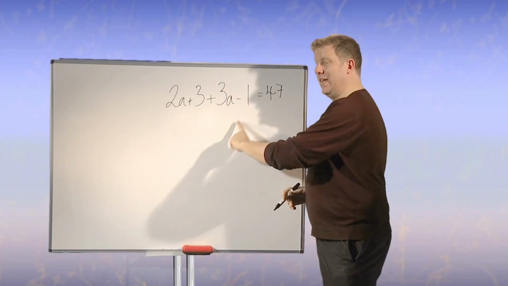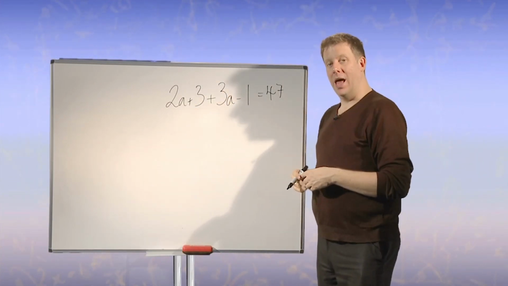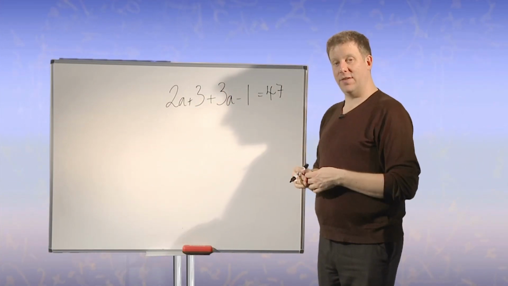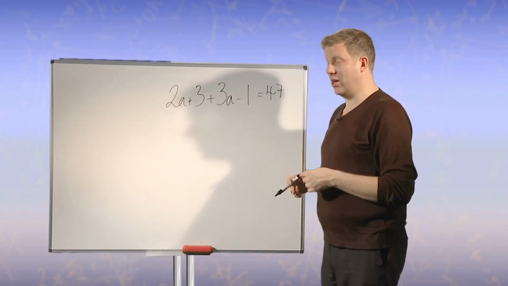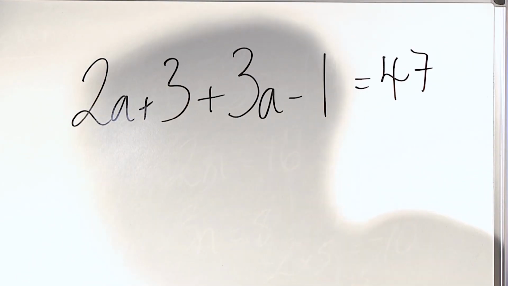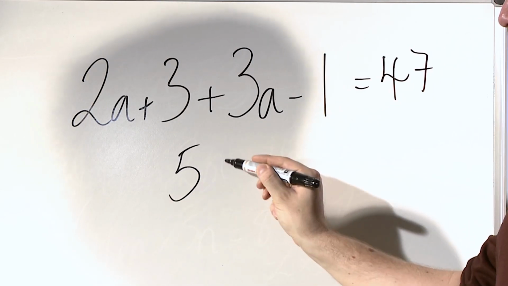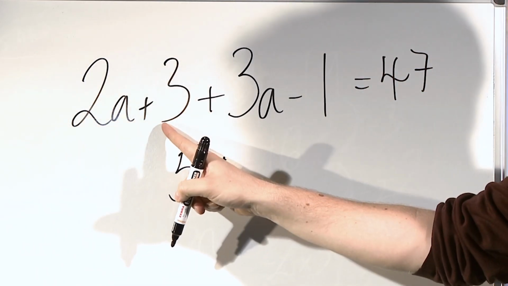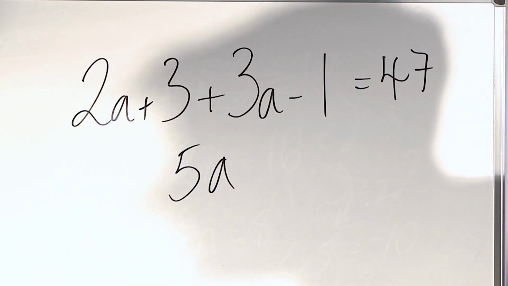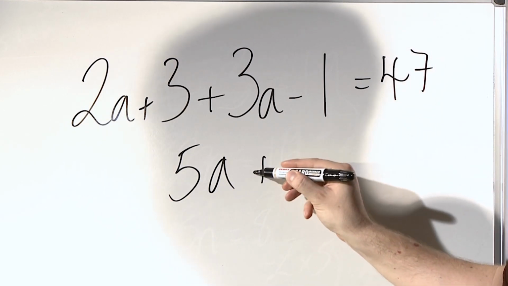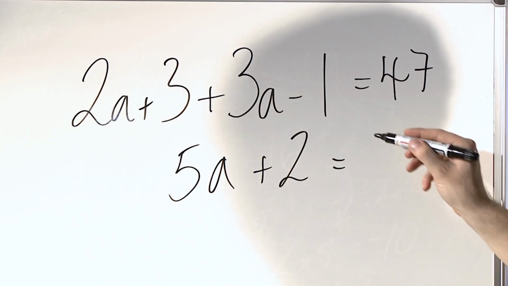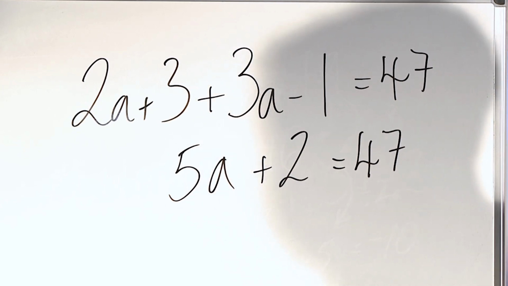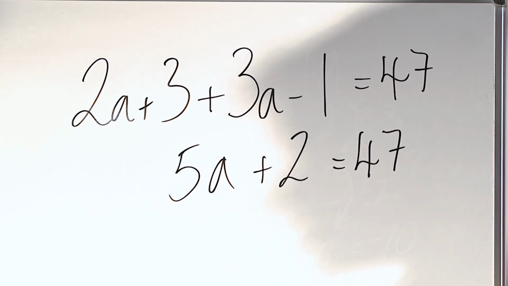Now we can tidy this left-hand side up a bit and make it an equation that's easy for us to solve. In Algebra 1 we looked at how we collect like terms. 2a plus 3a is 5a, and 3 take away 1 is positive 2. So I have 5a plus 2 equals 47. It's now become an equation that's easy for me to solve.